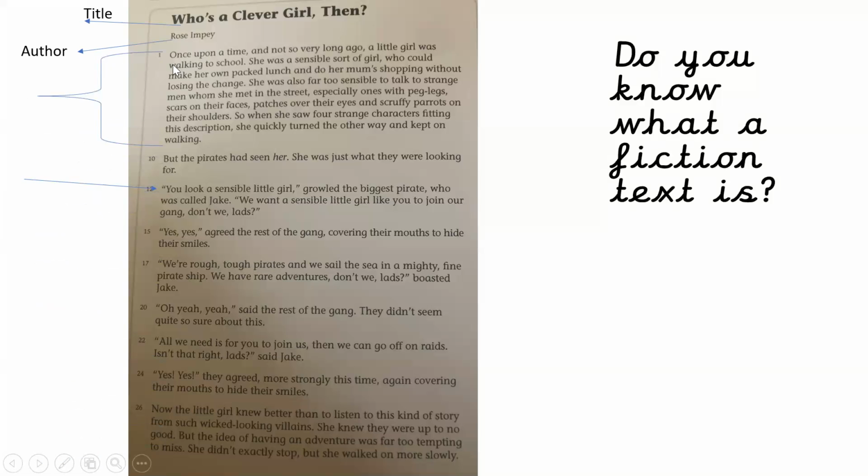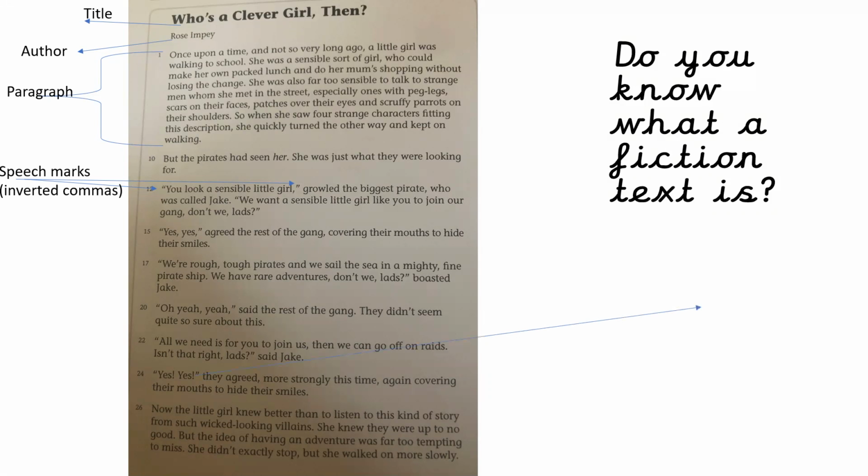Can you tell me what this feature is here? Fantastic. That feature is a paragraph. Paragraphs are used to make the story seem more interesting, but also to start a new bit in a story. Can you tell me what these are? Fantastic. They're speech marks, also known as inverted commas. They are used when someone is speaking or has a dialogue in a story.